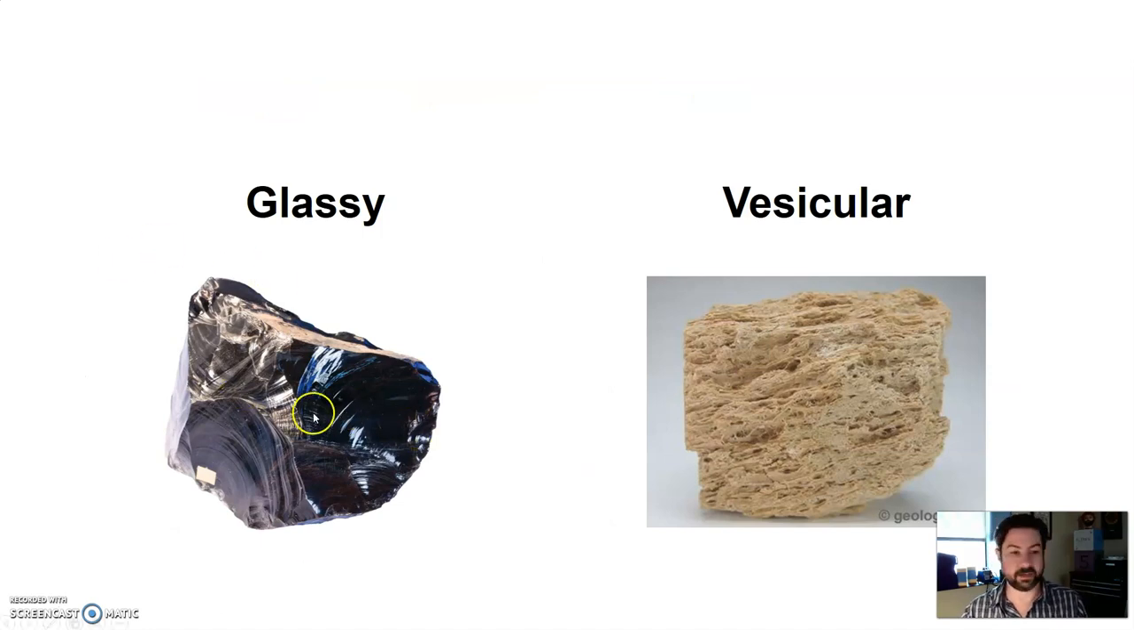So glassy looks like glass, oftentimes broken chunks of glass. This is obsidian. Vesicular, you can see these little air pockets in here. They have vesicles. So again, they tell a story.